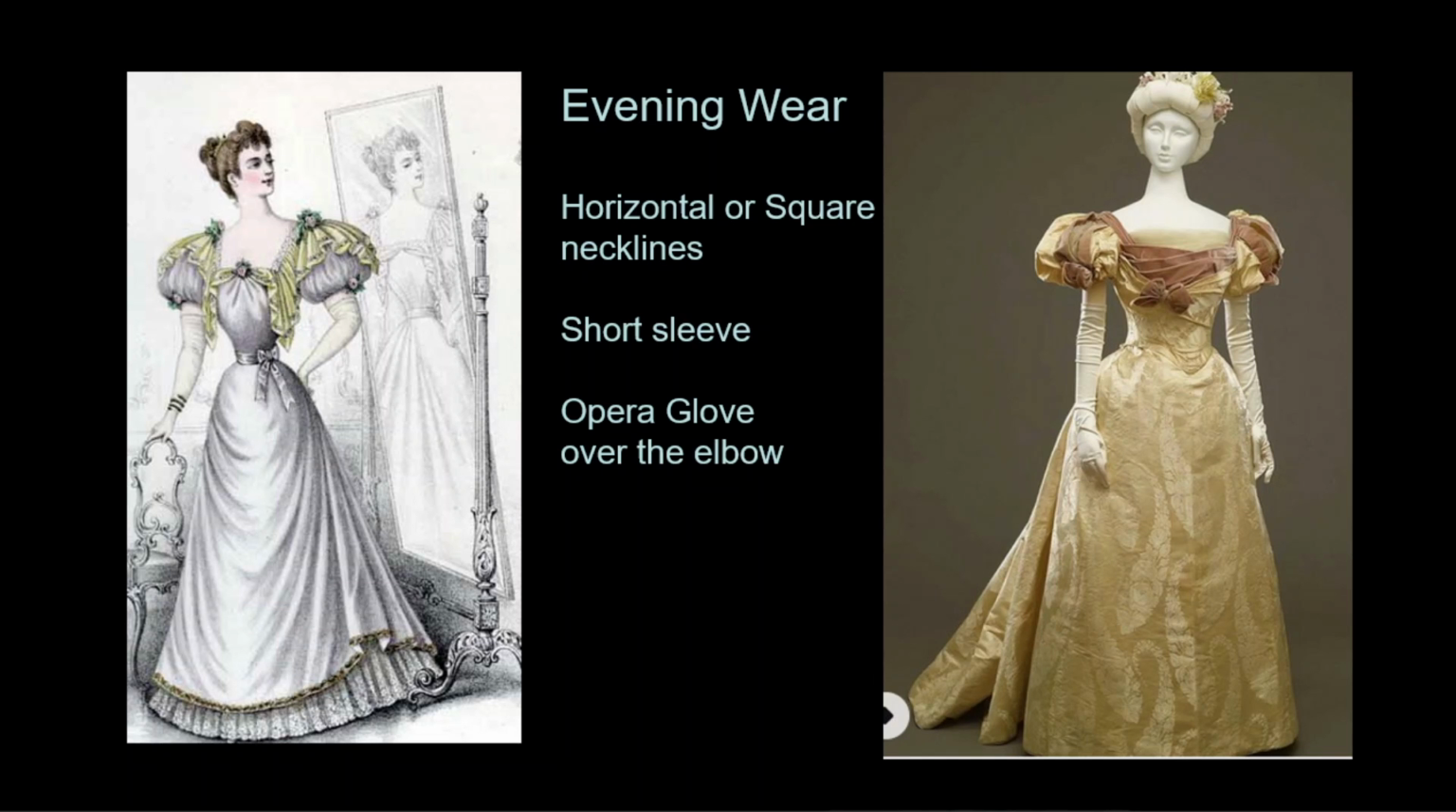Evening wear in this era features the puffed sleeve at the top only, with a bare arm below. The arm is covered with long gloves that reach over the elbow. We call this opera-length gloves. The neckline changes from the plunging V-neck of the bustle era, returning to a horizontal neckline or a square.